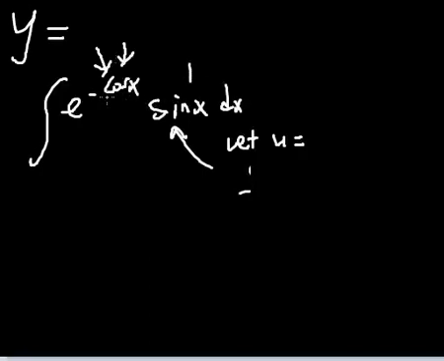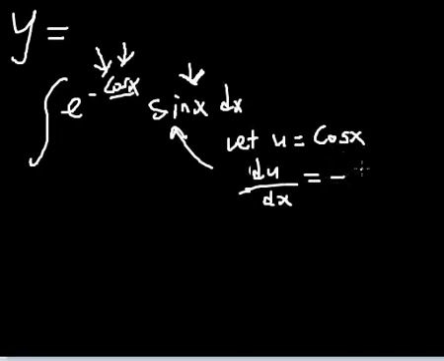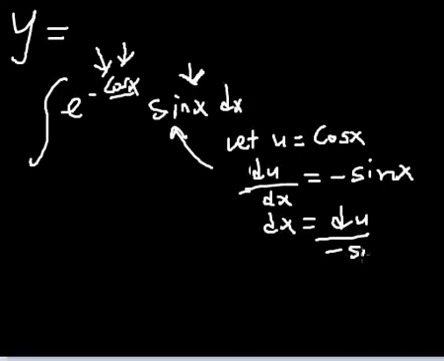So I'm going to choose any one of them as my u so that it will cancel the other. If I choose cos x, definitely after finding the derivative it will cancel sin x. So let u be equal to cos x. Now if I do du with respect to x, I'm going to have minus sin x. Now if I make dx the subject of the formula, I'm going to have du divided by minus sin x.